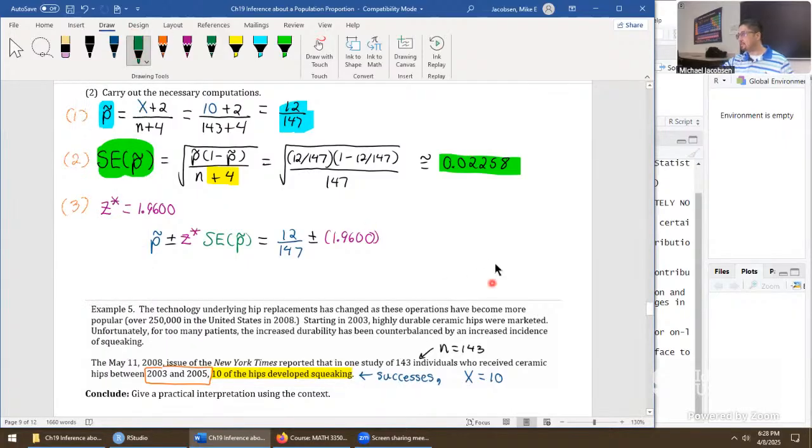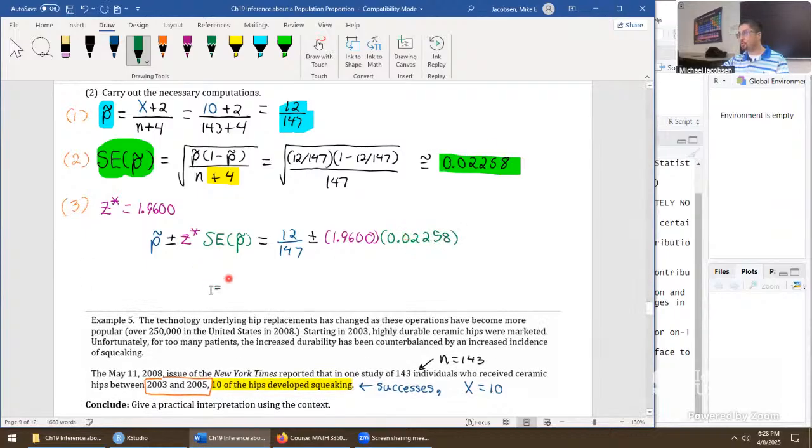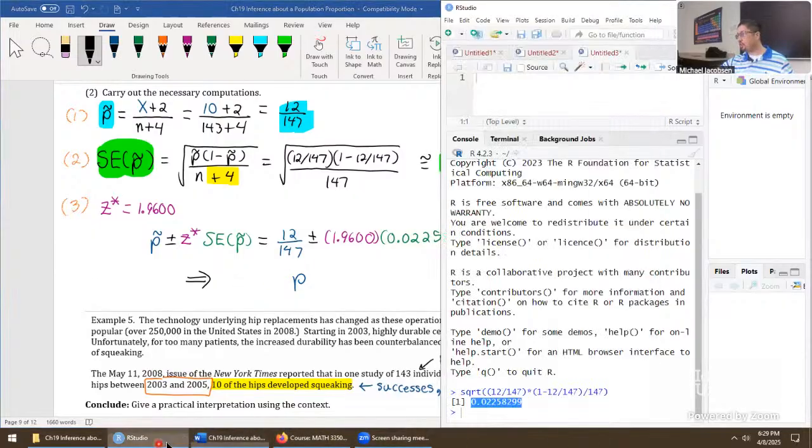Multiplied against standard error, so this value, 0.02258. So this is going to be the last step. And upon conclusion with this one, we'll have implication that the thing we're curious about, the unknown parameter P, the true percentage of ceramic hips that begin to squeak, will be constrained by whichever two numbers we come up with. So here's our next step.